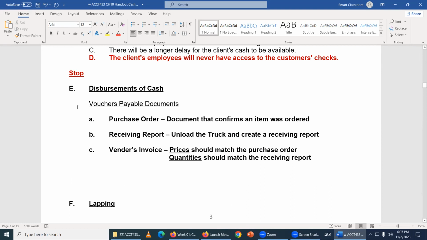And so these are kind of the vouchers payable documents, or accounts payable. They do the same thing. Accounts payable and vouchers payable are pretty much the same thing. There's a little bit of difference, but the only thing that's different is that accounts payable, technically they just take all 3 of those documents, they cancel them, so they can't be used again. So the invoice can't be used again.